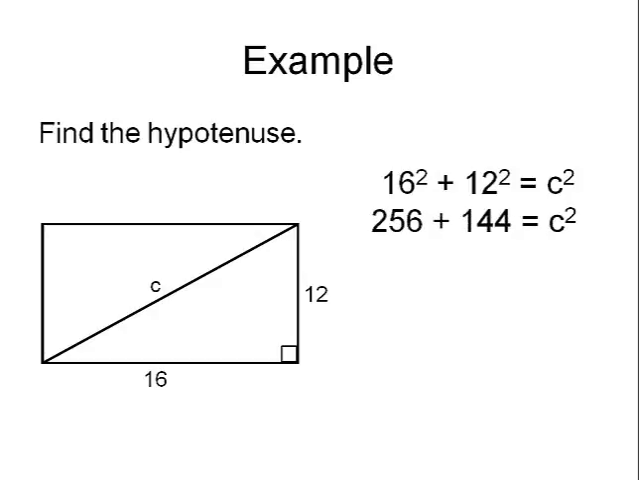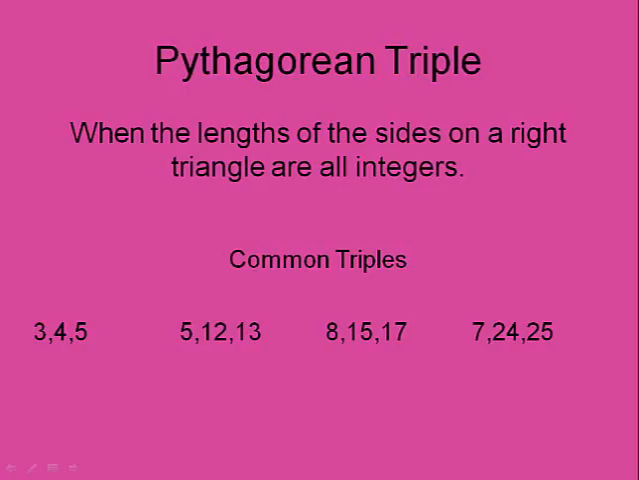And when we work this out, we get 256 plus 144. And when we add those, we get 400. And to get rid of the squared, we take the square root. So that tells us that c, our hypotenuse, is 20 units. So this all should be review from middle school and from stuff you've done last year as well.